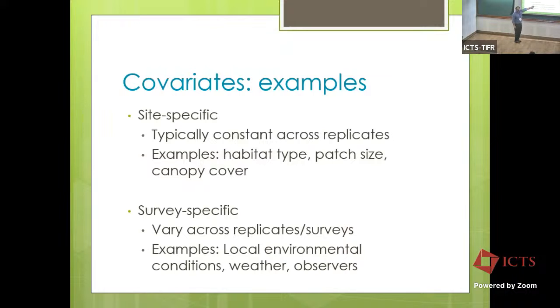Then there are others that are to do with the survey itself. Survey itself meaning the replicates. We had 5 replicates. So what if something changes from one replicate to another? What will that tell us?